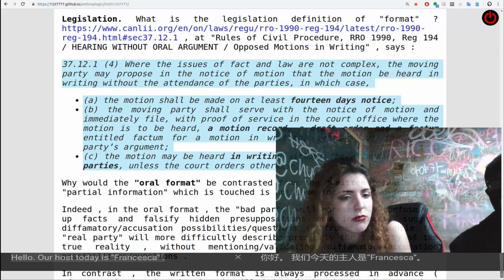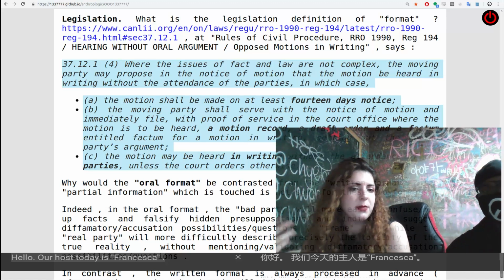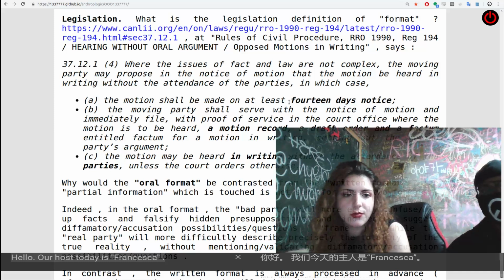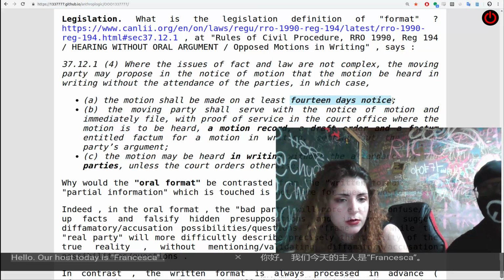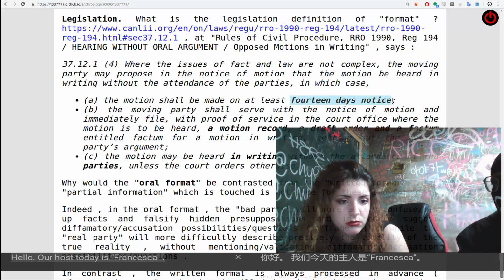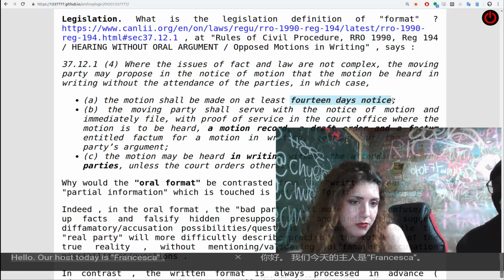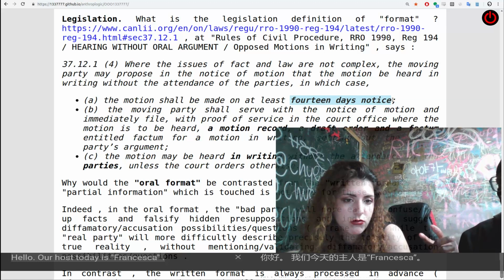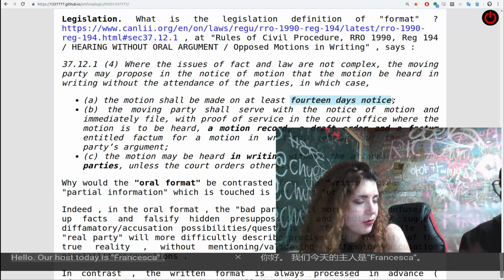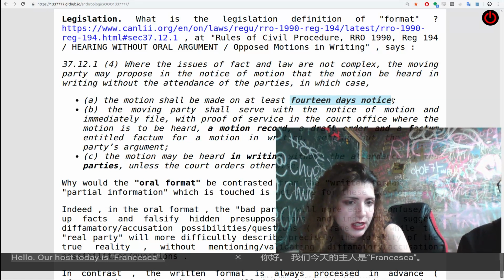So basically, you can just send a paper. You say 14 days notice. So when it's in writing, you get 14 days, so the people can read your document for that long. But when I speak, you have to process it in like 2 seconds, and everything is super fast. In writing, you can process it for 14 days. You have time to process.